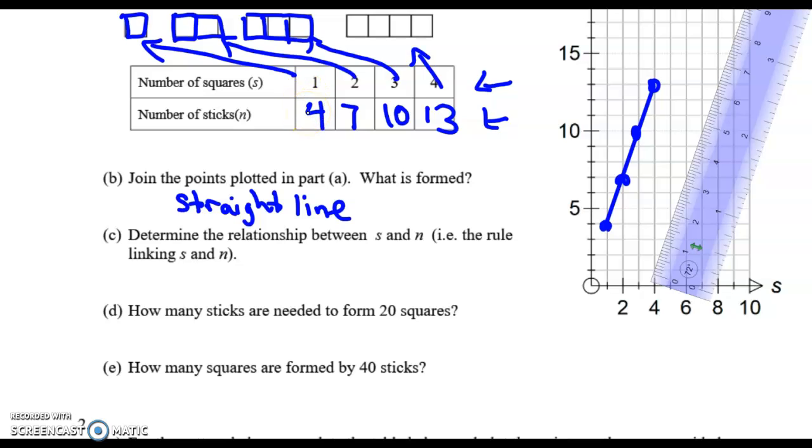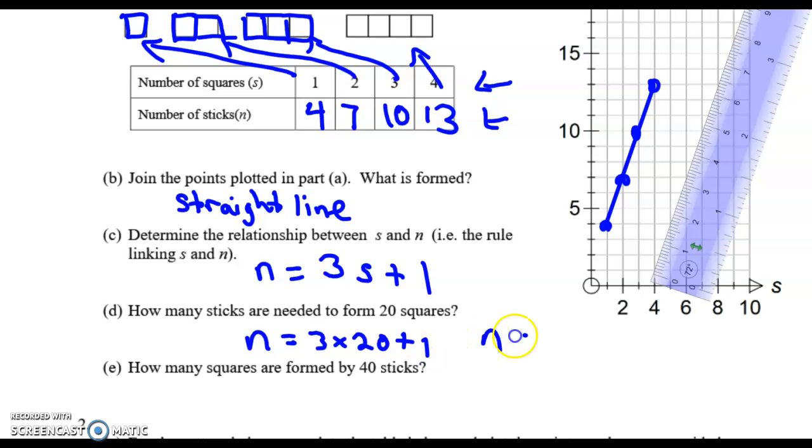So the number of sticks, n, is going to be equal to 3 times s plus 1. So how many sticks are needed to form 20 squares? If I had 20 squares, how many sticks? Well, the number of sticks would be 3 times 20 plus 1. So n would be equal to 61.